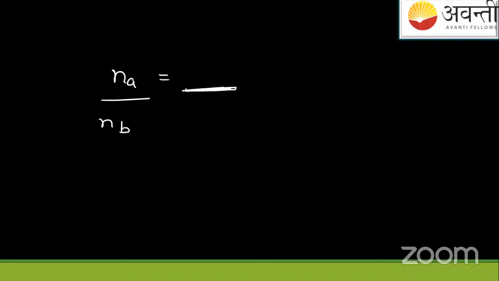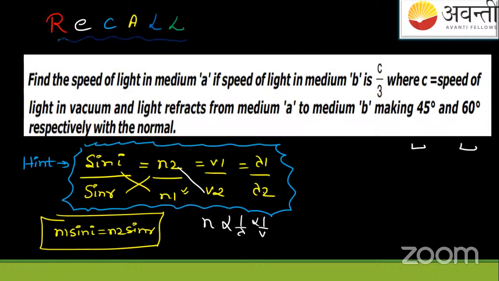Speed of light in medium A, speed of light in medium B, and right here, velocity of light in medium B, velocity of light in medium A, lambda of light in medium B, lambda of light in medium A. Okay, but what is our requirement? If you see the question, they're asking us to find the speed in medium A.